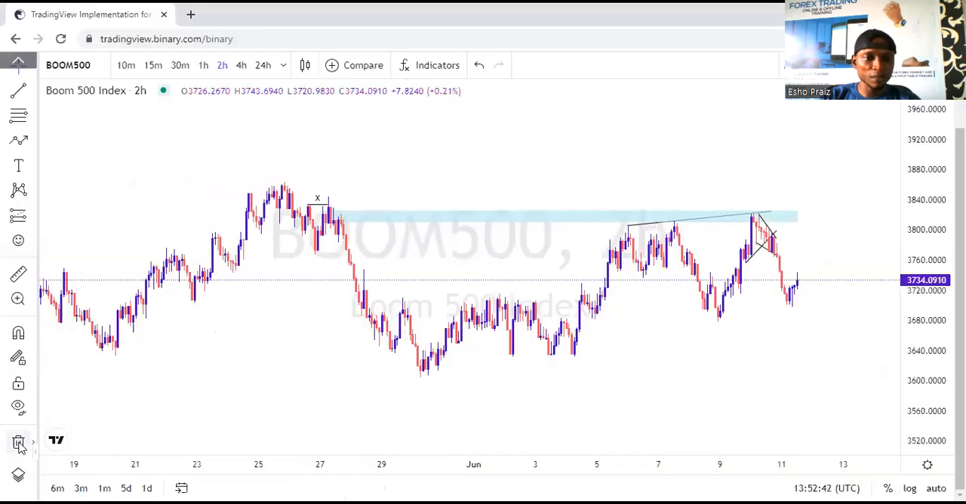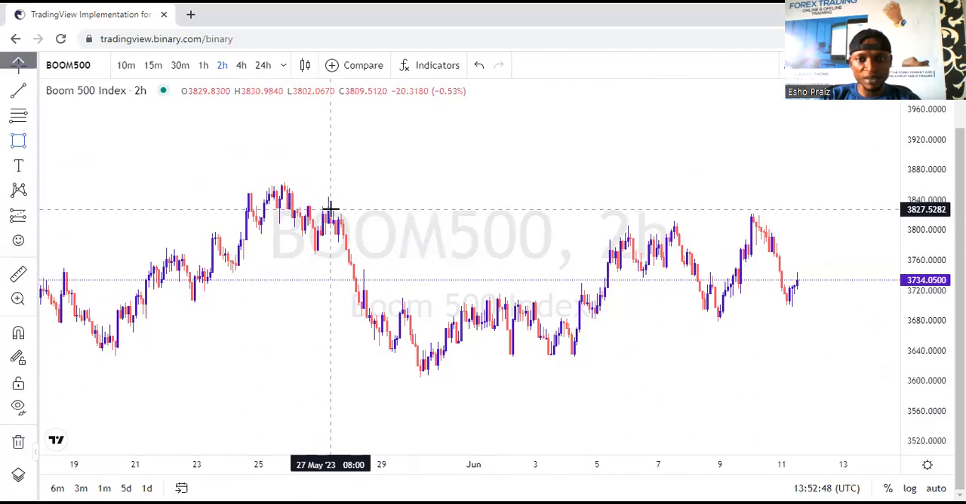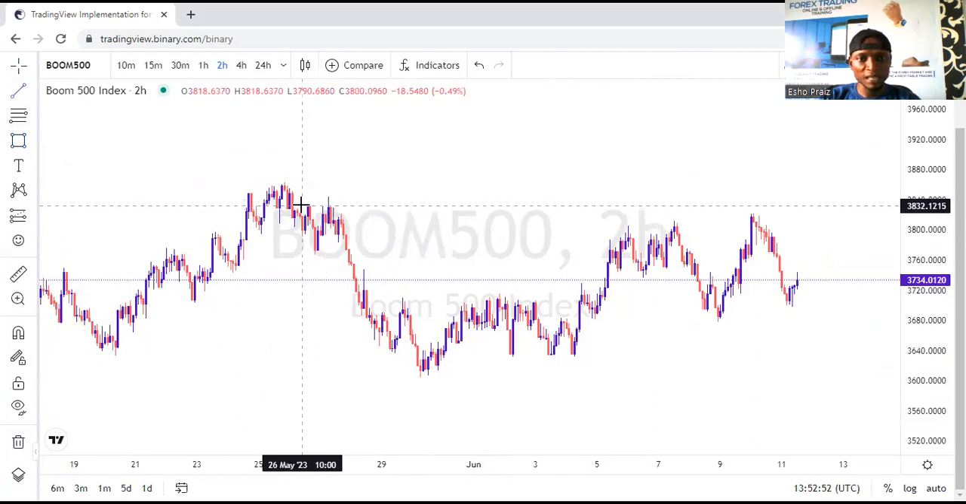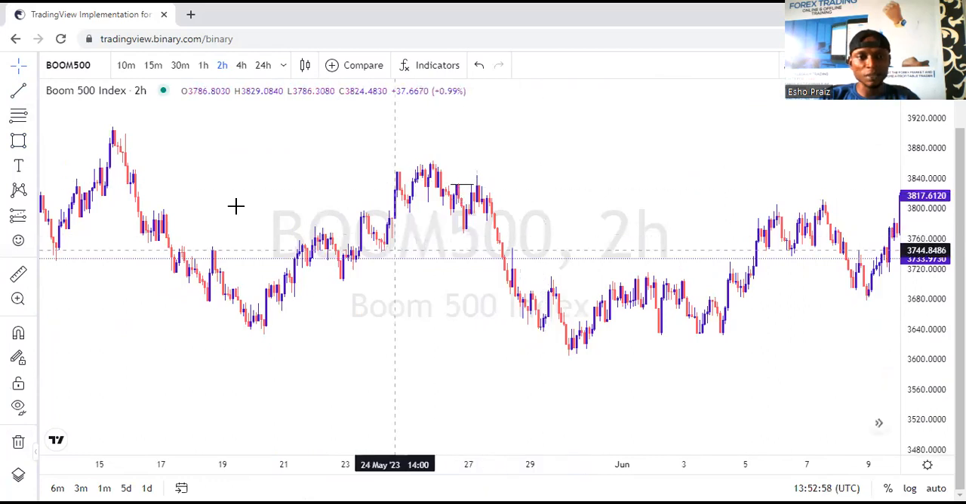It's very simple. Let me clear the chart. Understand? Here, this order block is very, very valid. One, what are the criteria? Number one, it sweeps this low. Before that, let me start from this place.